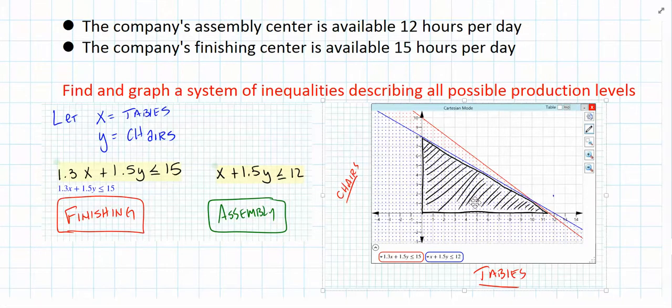Well, it depends what you're going for. More tables or more chairs? It depends what you're going for, right? If we have maybe dollar signs associated with these, it would make some sense. But for example, the way I have it, I have tables here and I have chairs here.